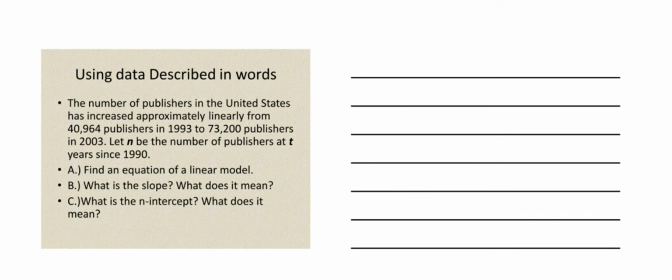Here's our example. Using data described in words, the number of publishers in the United States has increased approximately linearly from 40,964 publishers in 1993 to 73,200 publishers in 2003. Let n be the number of publishers at t years since 1990. A. Find an equation of a linear model. B. What is the slope and what does it mean? And C. What is the n-intercept and what does it mean?